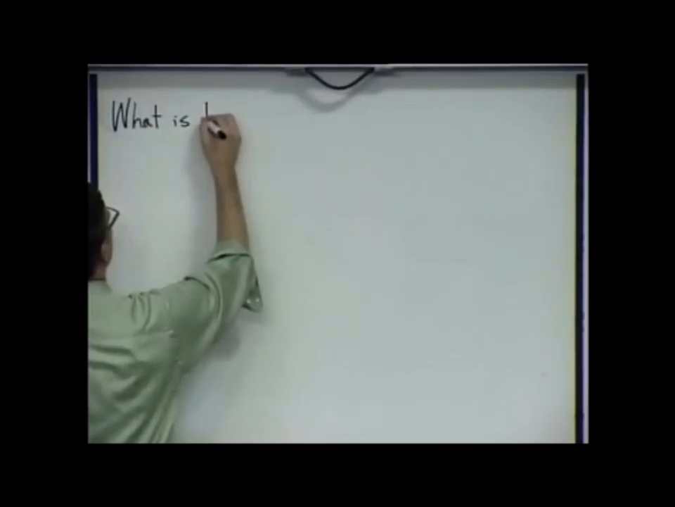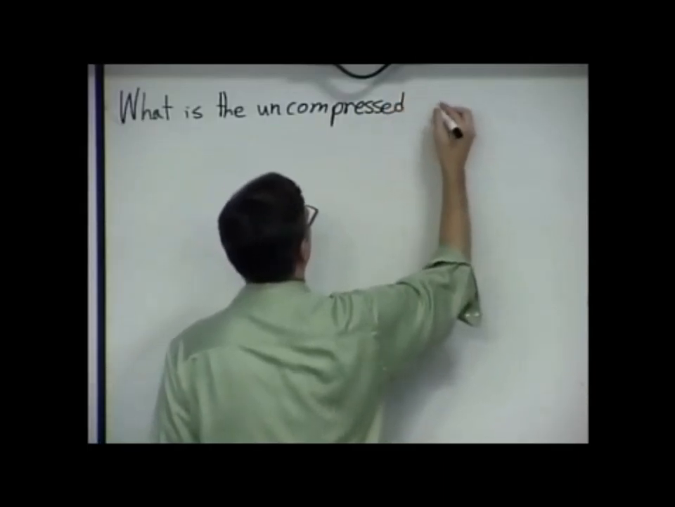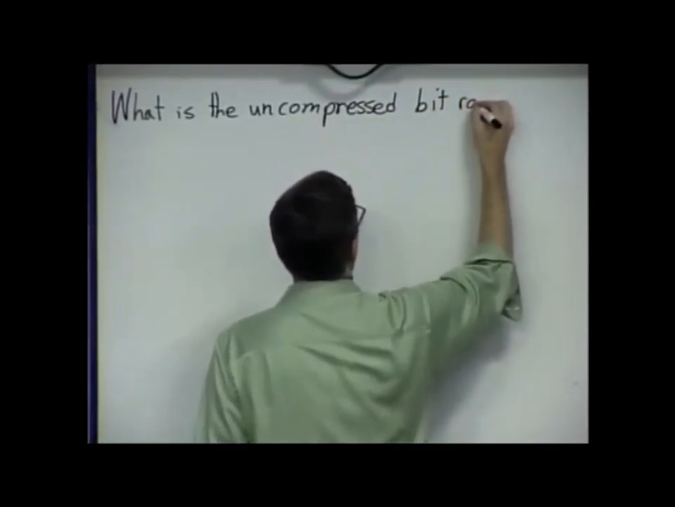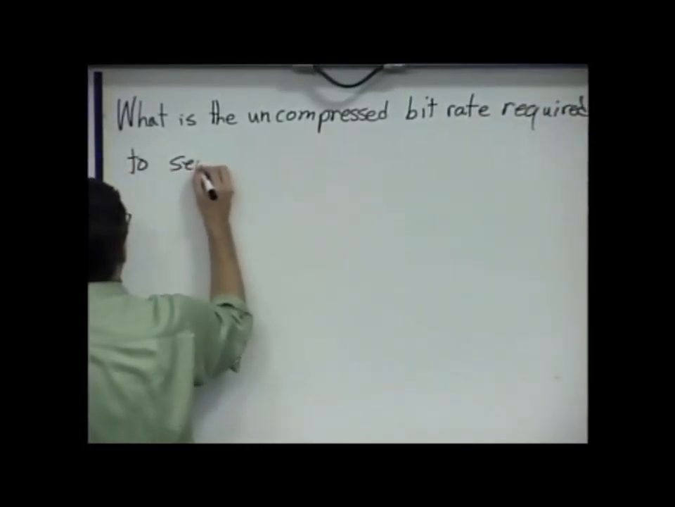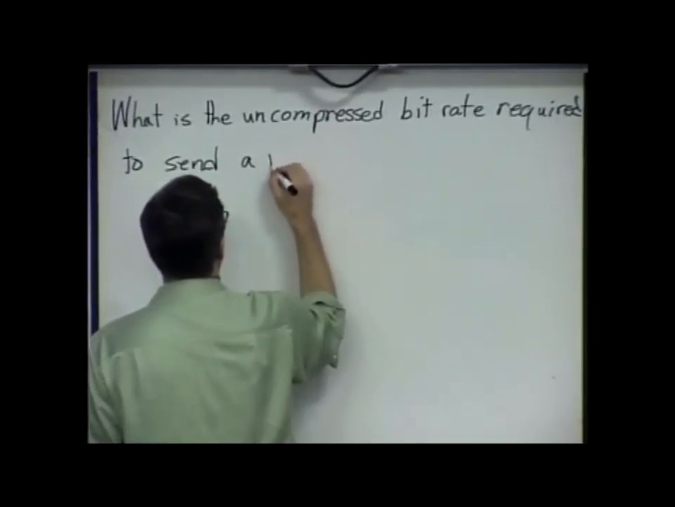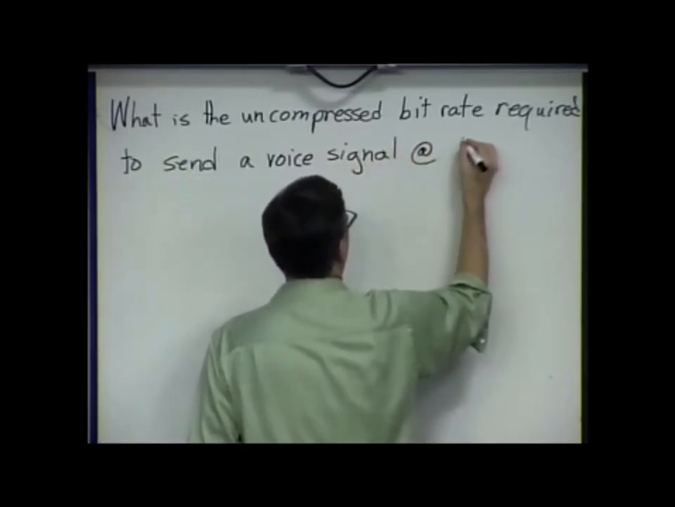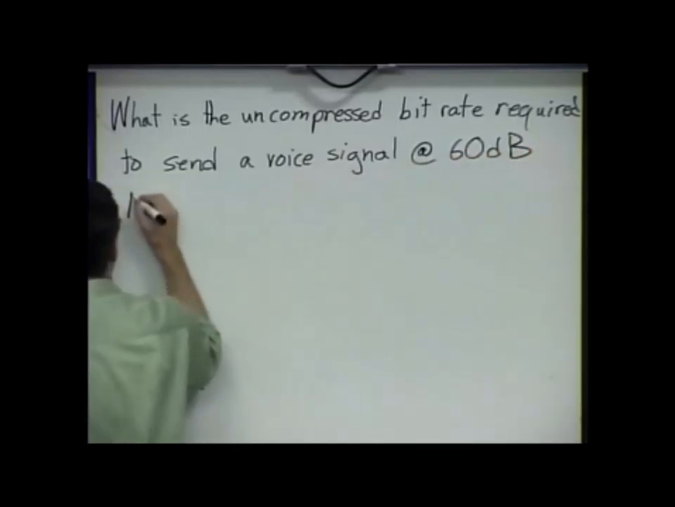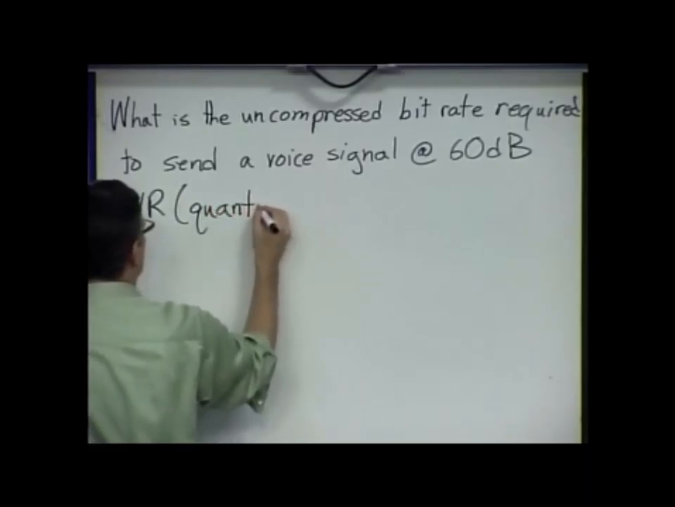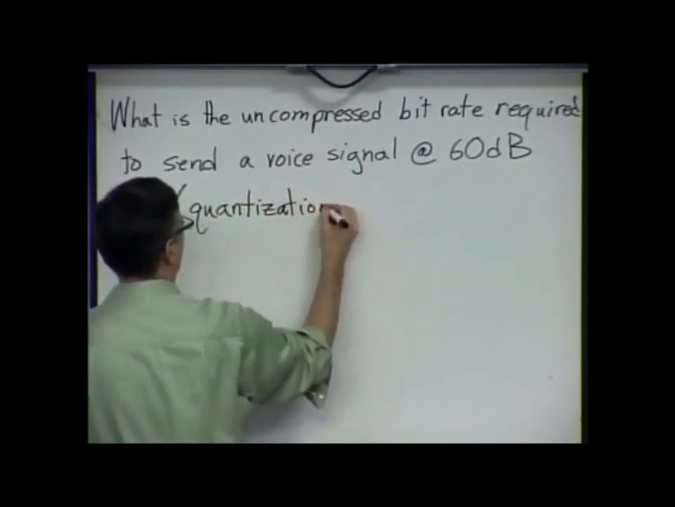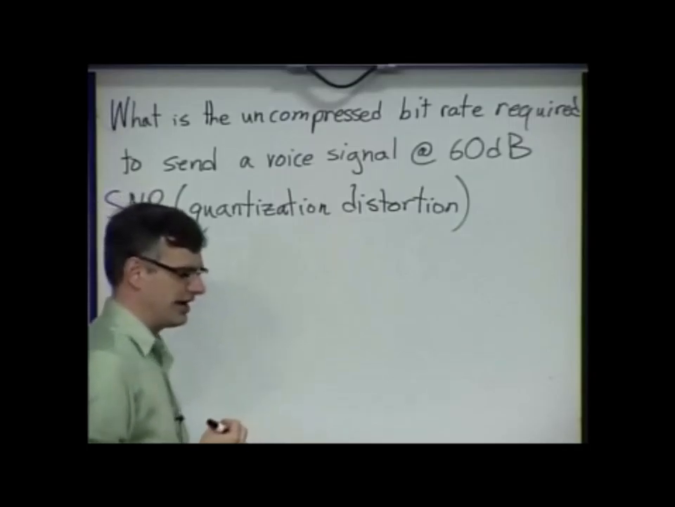What is the uncompressed bit rate required to send a voice signal at 60 dB signal to noise ratio? And that's a measure of quantization distortion. We're not talking about the communications channel.